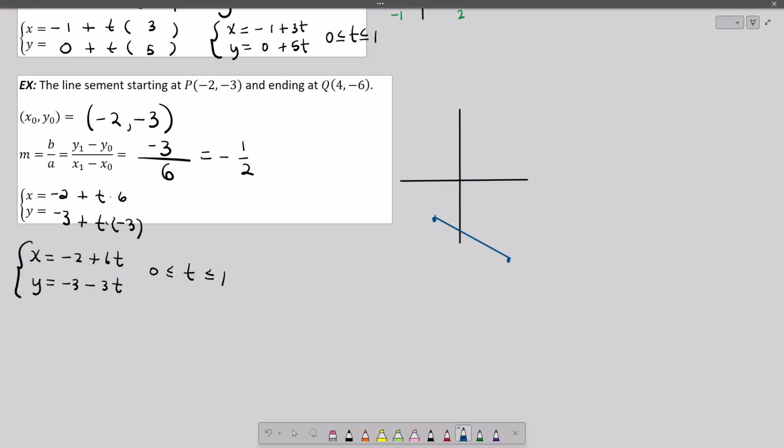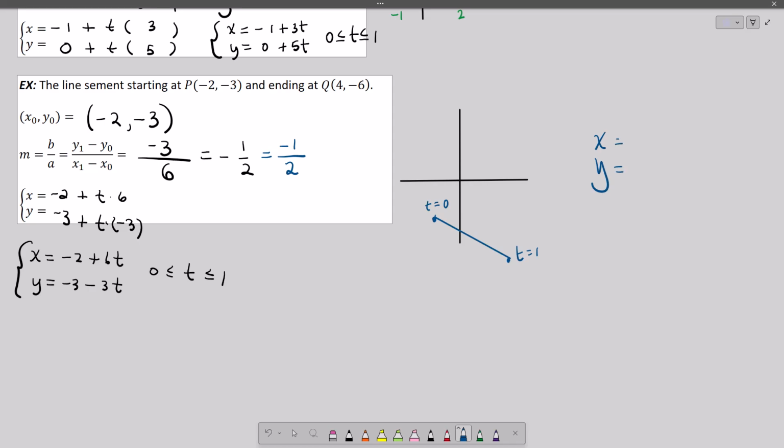Let's check. When we plug in 0, we're at -2, -3. And when we plug in 1, we would be at 4 comma negative 6. So yes, that gives it to us. Now, if we did this simplification here, we've got to be a little bit careful. We would want to think of that negative as being in the numerator and the 2 being down here. And if we did it that way, notice this difference.